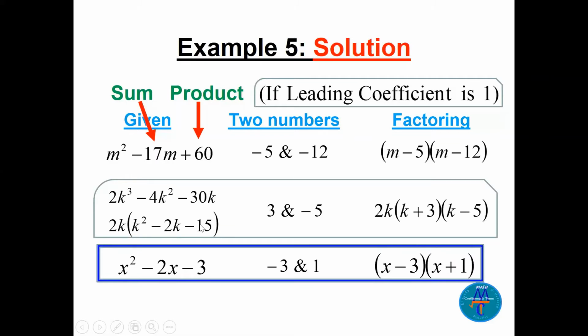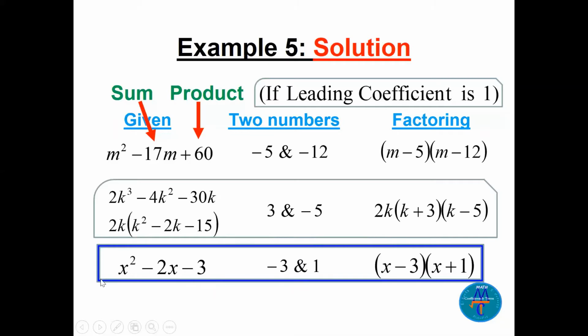So what are the two numbers? Their sum is minus 2, their product is minus 15. These numbers are 3 and minus 5. If you add 3 minus 5, you get minus 2. Multiply them, you get minus 15. So one plus, one minus. The final answer, with the 2k, is 2k times k plus 3 and k minus 5.